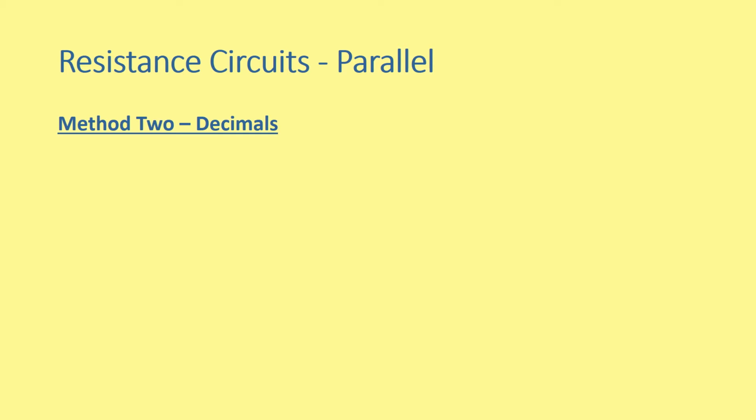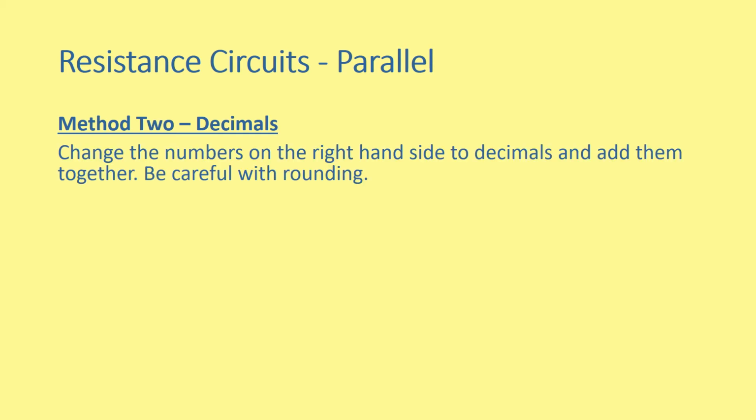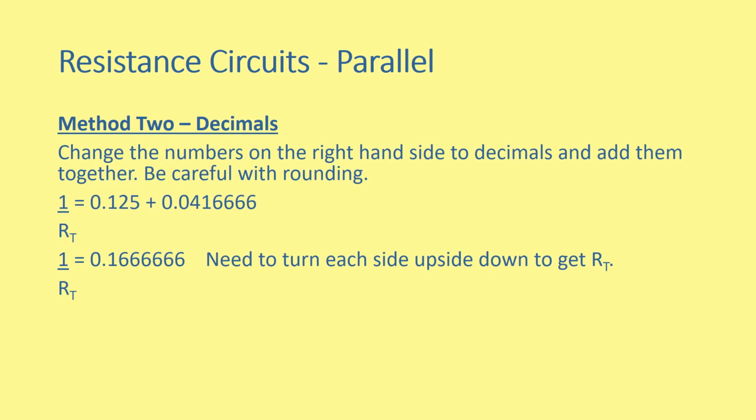Method 2, we can use decimals. So we change the number on the right hand side to decimals and then add them up together. But we have to be very careful of rounding here. So 1 over RT becomes 1 over 8, which is 0.125, plus 1 over 24, which is 0.0416666666. This equals the same values we had before, which then we need to turn upside down and say RT is equal to 1 over 0.1666666, which is equal to 6 ohms.